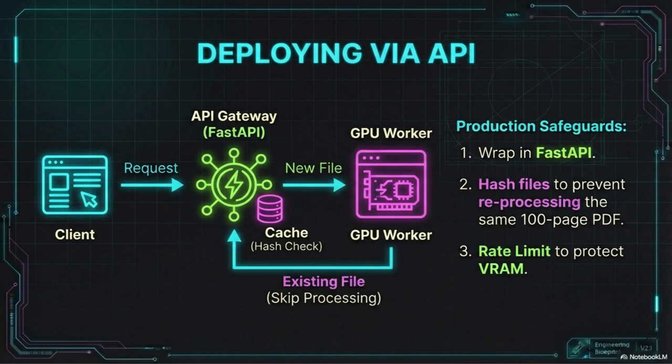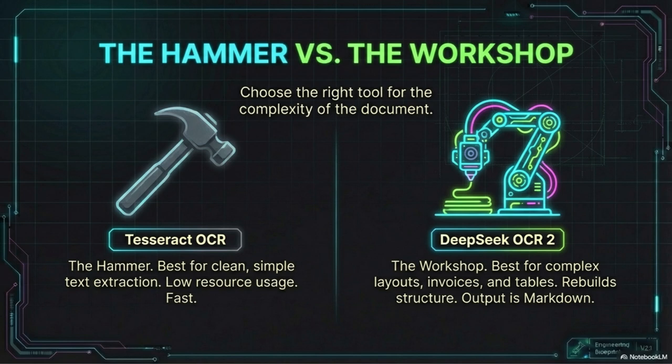Okay, we're coming toward the end here, and I want to zoom out. We've talked about this whole workshop that is DeepSeek OCR 2. Is there still a place for the simple hammer? You're talking about Tesseract. Yeah, the old open source reliable. Oh, absolutely. Tesseract is a fantastic hammer, and sometimes all you need to do is hit a nail. If you have a clean, single-column document, and you just need the text, no layout, no tables, Tesseract is faster, lighter, and way easier to run. But if you've got that messy, multi-column invoice, then you need the workshop. You need DeepSeek.